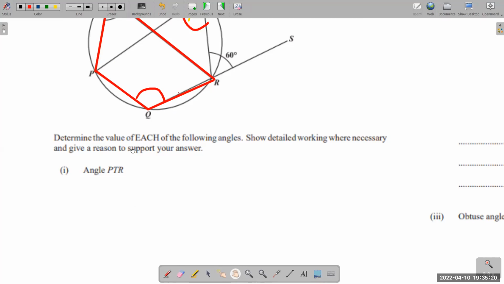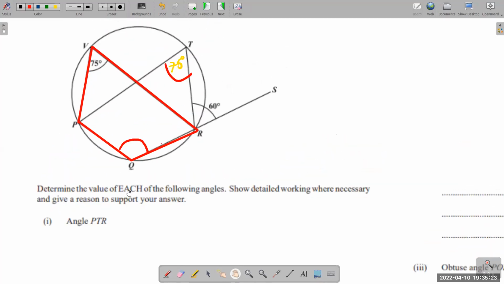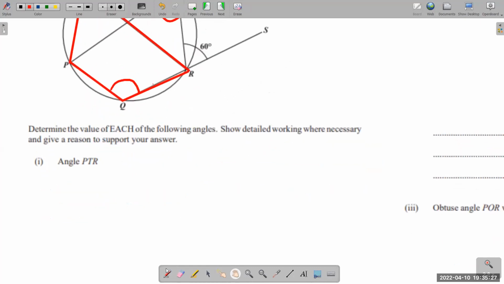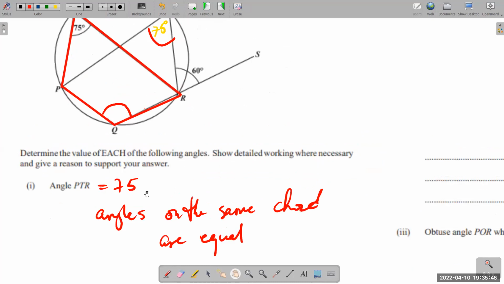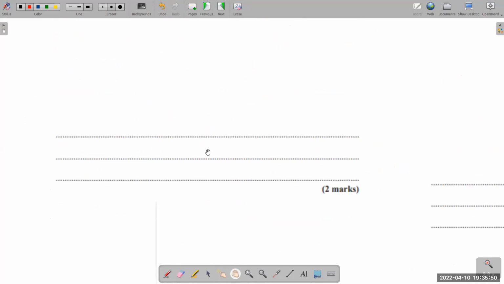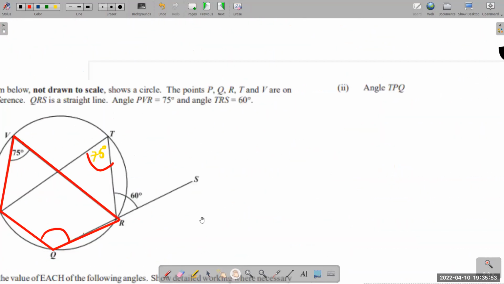Yeah. So let's look at the first one, PTR. PTR, we don't find it. So we know we just put PTR equals 75, because angles on the same chord are equal. Everybody see the strategy and how it's helping? Be honest. Doesn't it help a lot when you come to the question? It makes it so much easier for you to see what you need to see.